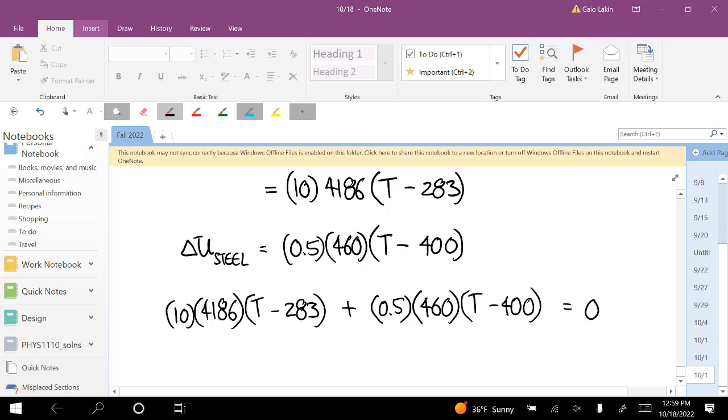There's one variable, so you can solve for T. And I think what you get is 283.6. That's funny. Well, it's a lot more water, and water has a much bigger specific heat. So 283.6 Kelvin. Way, way closer to the temperature of the water than the temperature of the steel.